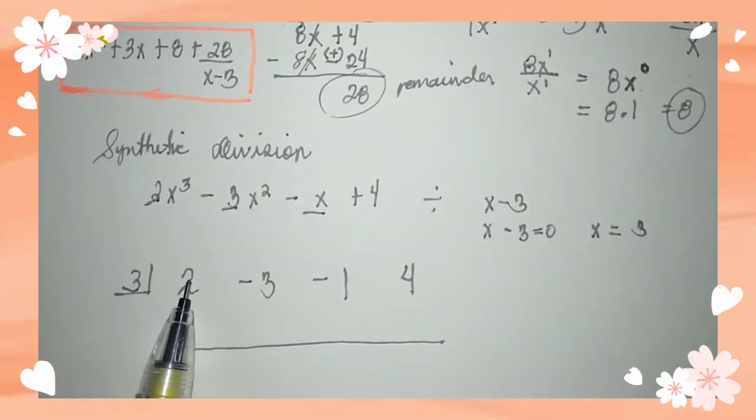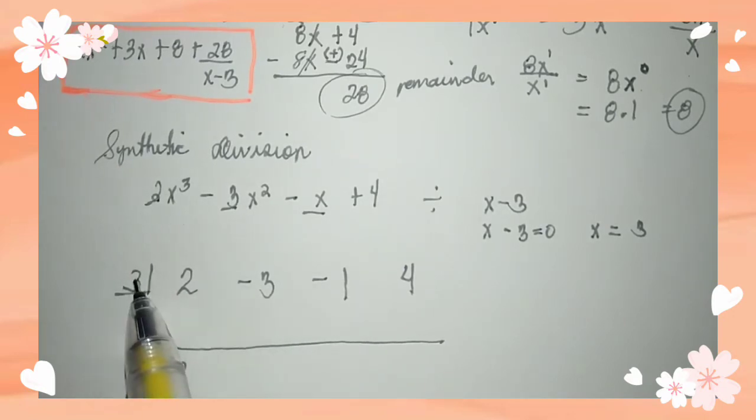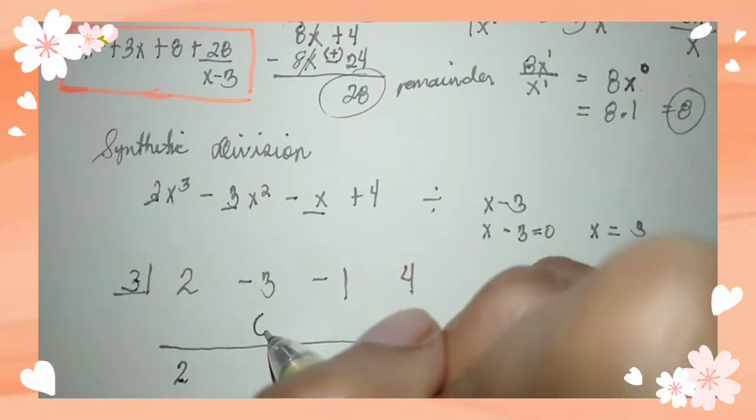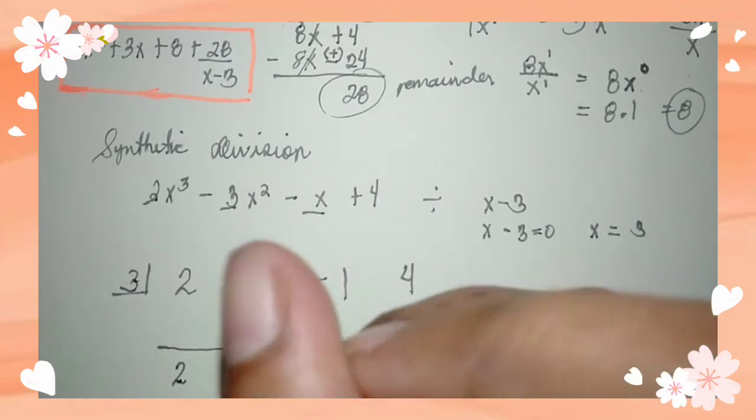Yung ating first numerical coefficient, ibababa lang natin siya dito. And then, what we are going to do is to multiply 2 to 3. We have 2 times 3 is positive 6. Okay? And then, add negative 3 plus 6 is positive 3.